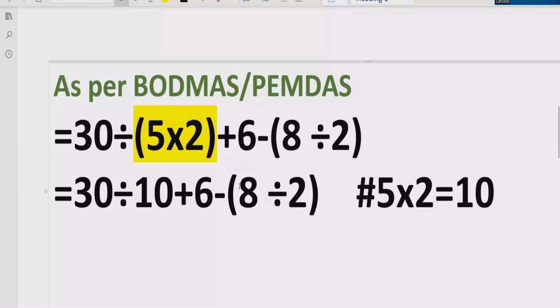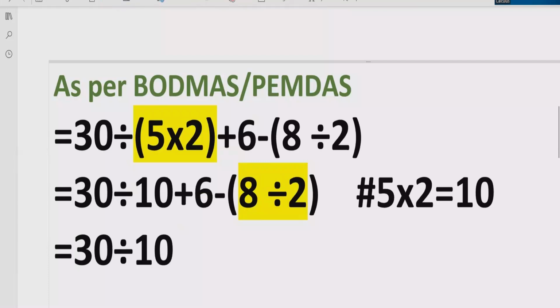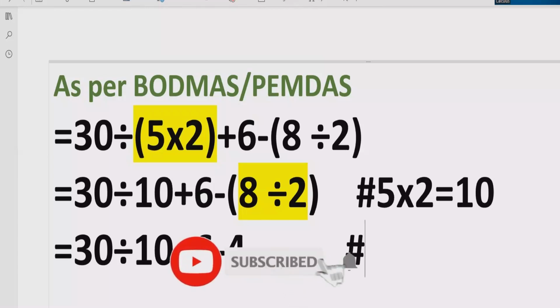Now move forward to solve the second bracket, which is this one. So we will solve this one, which is 8 multiplied by 2. Sorry, 8 divided by 2. So what we will do, we will write 30 divided by 10 plus 6 minus, and 8 divided by 2 equals 4. We will write it after solving this bracket. Now we will give the reference: 8 divided by 2 equals 4.